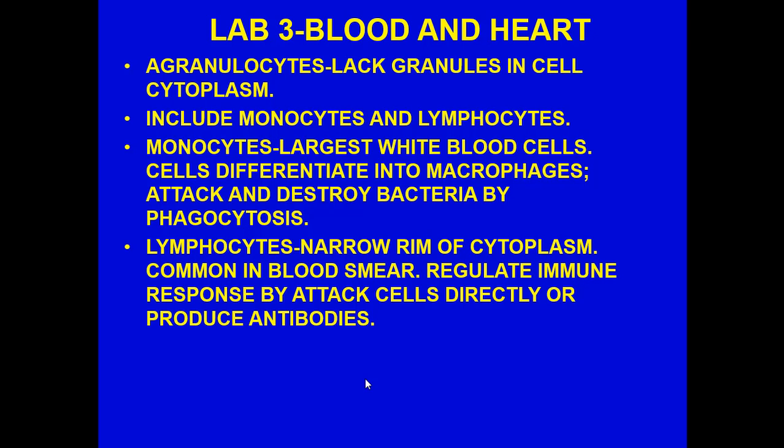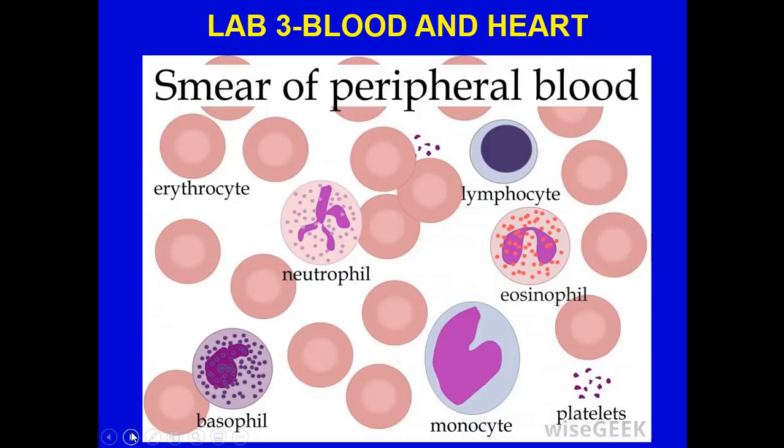Lymphocytes have a very narrow rim of cytoplasm. They are common to be viewed in a blood smear. They will regulate immune response by attacking cells directly or producing antibodies. This is where we get into lymphocytes being either T cells or B cells, etc. You want to be mindful of that.